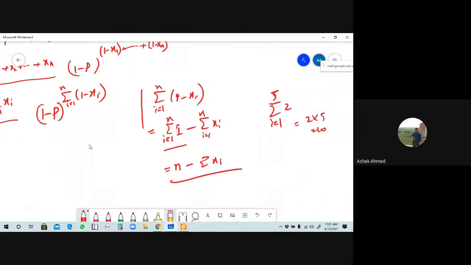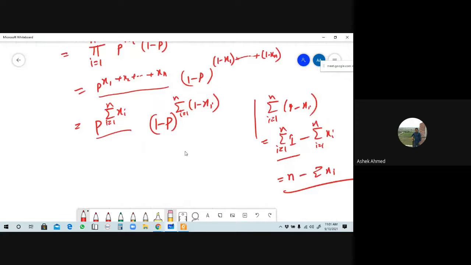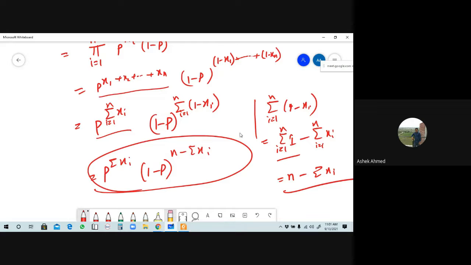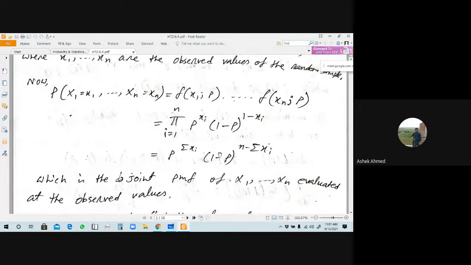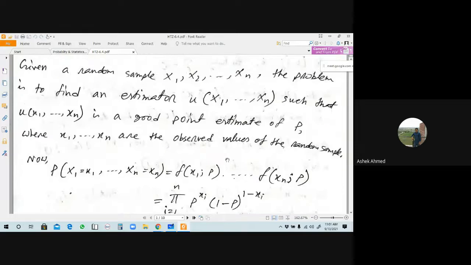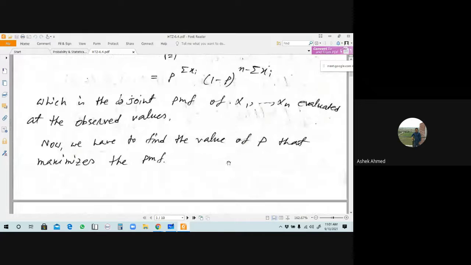কি বুঝতে পারছো? তাহলে এখন যদি এটা বসাও তাহলে in abbreviated we can write this will be p to the power sum of xi, 1 minus p whole to the power কত হবে, n minus sum of xi. Is it right? তাহলে এই রেজাল্ট আর কি আছে? This result are same here, which is the joint PMF, probability mass function of x1 up to xn, evaluated at the observed values.